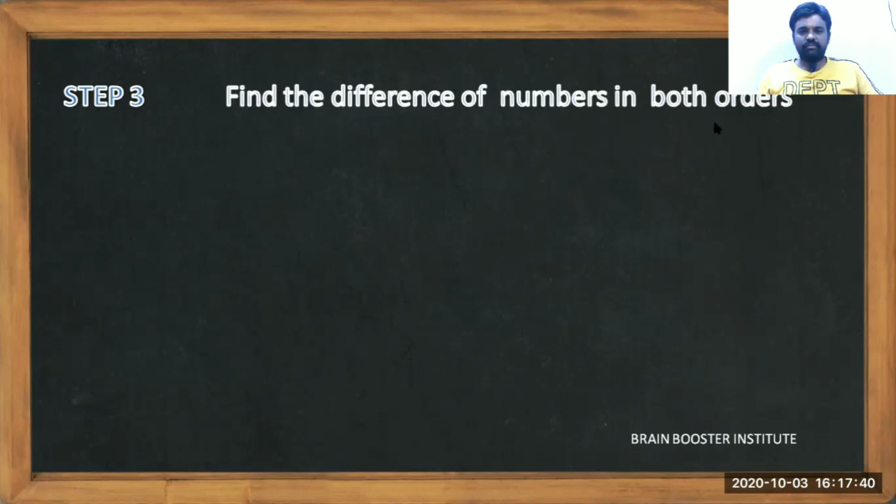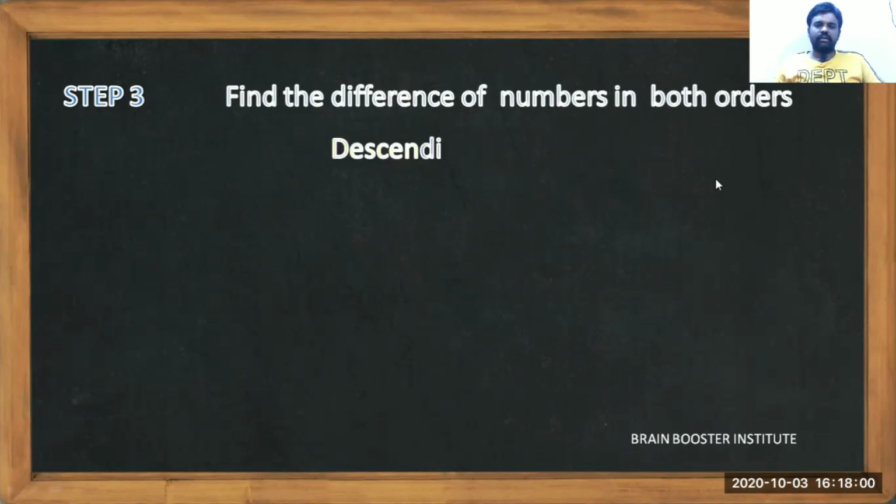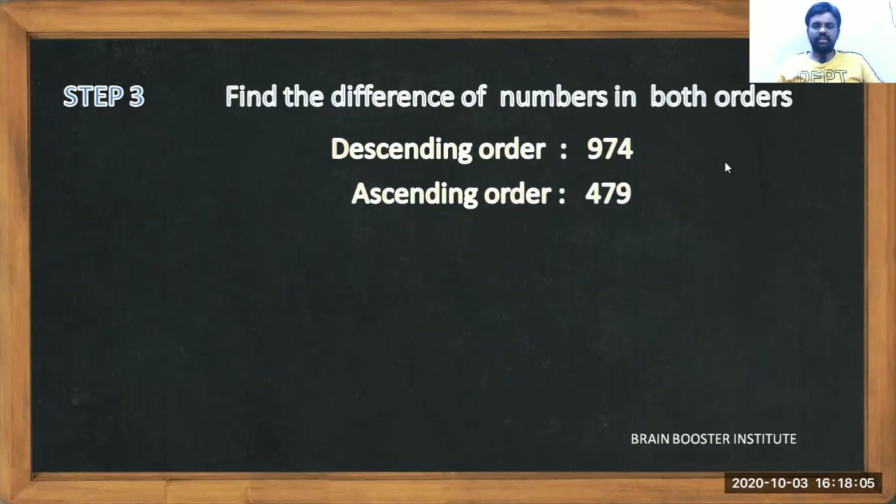Find the difference of the numbers in both orders. Whatever we got in step two, the numbers in descending order and ascending order, let us find the difference of them. Once again I'm writing the descending order, 974, and the ascending order, 479. Now let us subtract. By subtracting 479 from 974, we get 495.